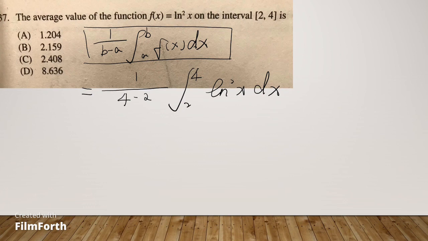And we can evaluate this integral on our calculator because we don't know how to evaluate this integral analytically unless you are very good with integration by parts. So it's easier for us to use calculator to evaluate. So the answer is 1.204 after we use calculator.